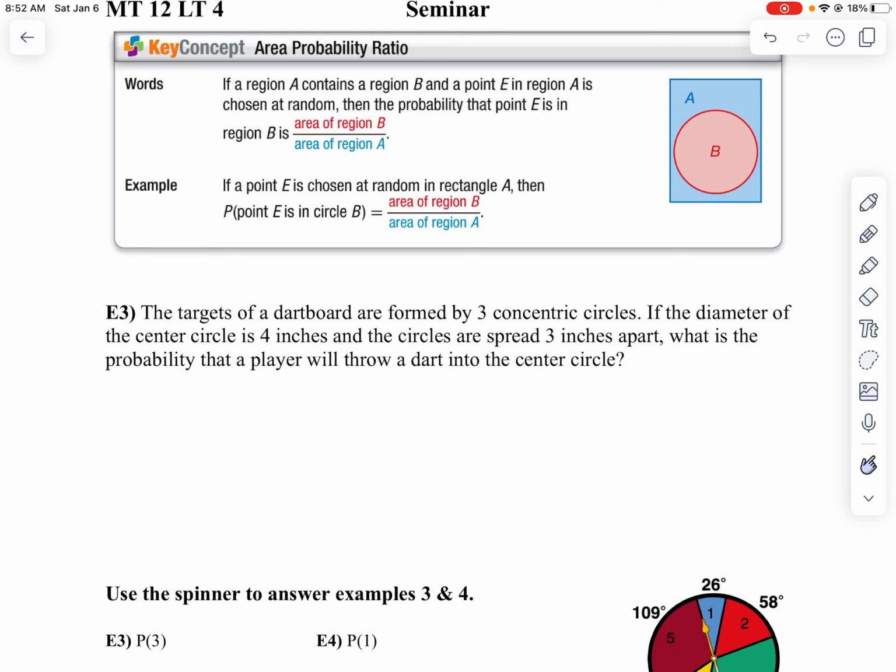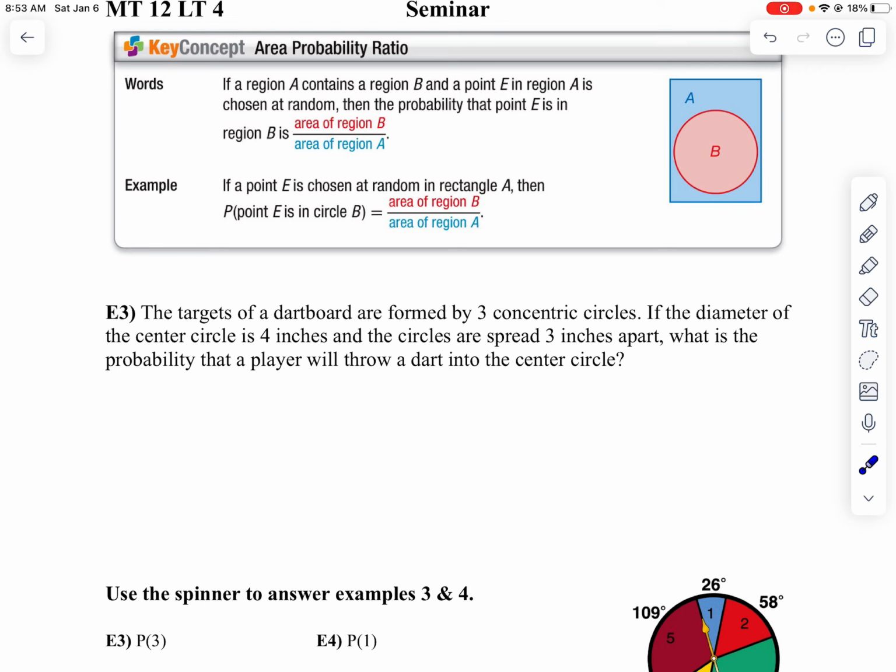In part 2 of our seminar, we're going to look at probability of area. And just like length, it's pretty much the same thing. Our sample space would be the entire area, and what we want to find, the favorable outcome, would be the area we want to be in.